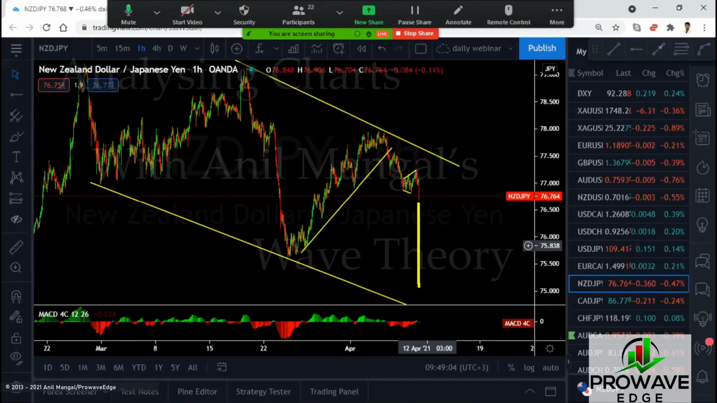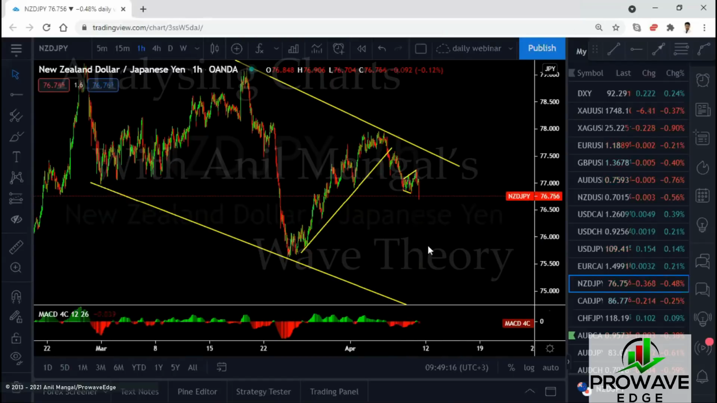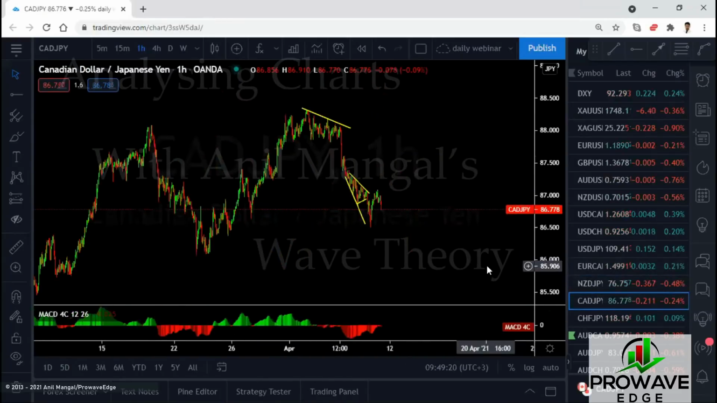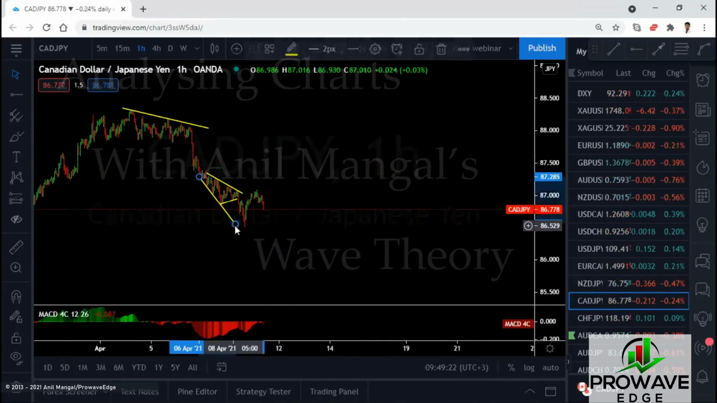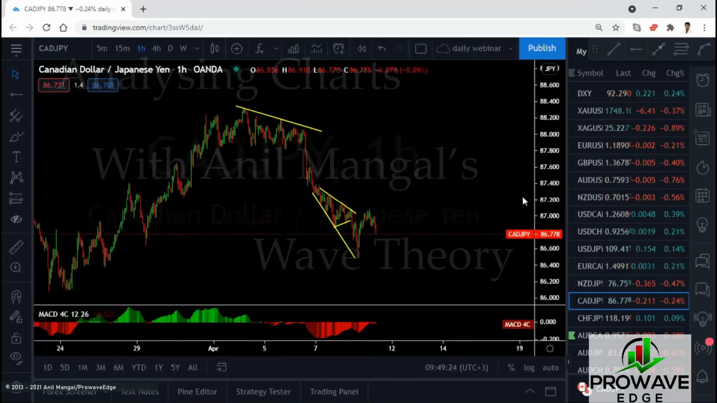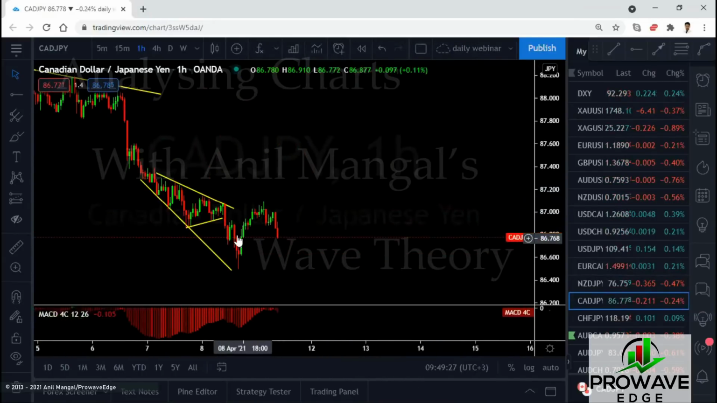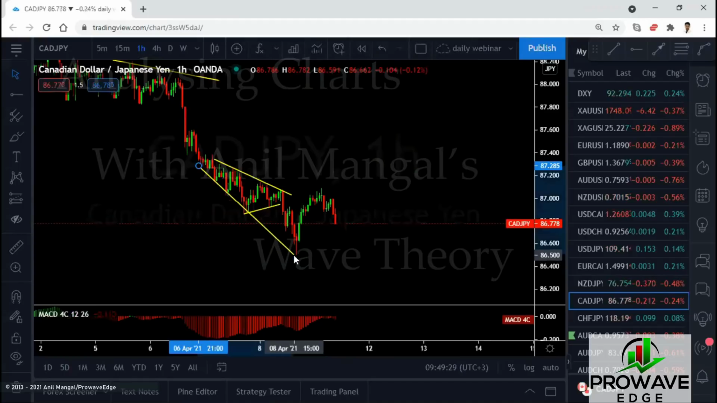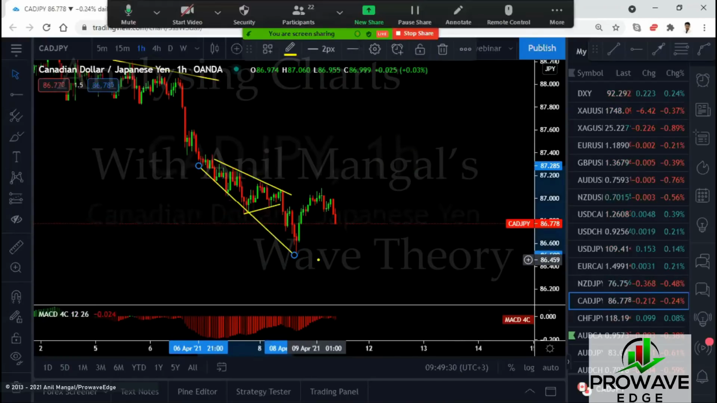So if they're going to drop here, that will have to be a yen trade, not the New Zealand trade. So you might wait for a flag and then take the trade. CAD yen. So this might be what we thought it was, an ending diagonal, right? An expanding ending diagonal, because it did drop like I told you it's going to drop. And that confirms.